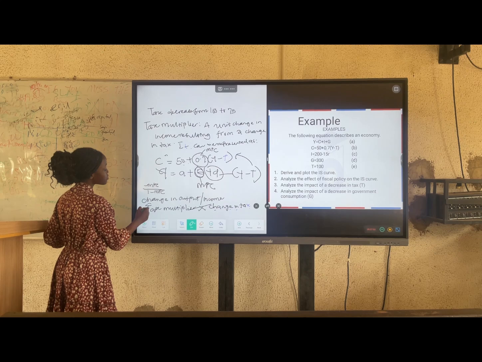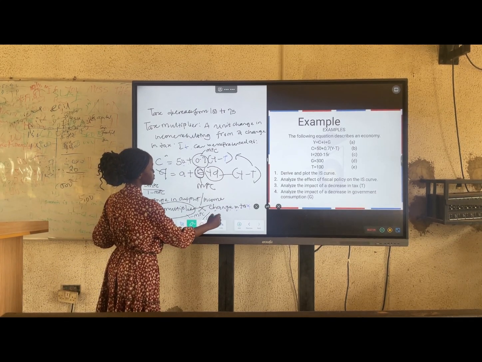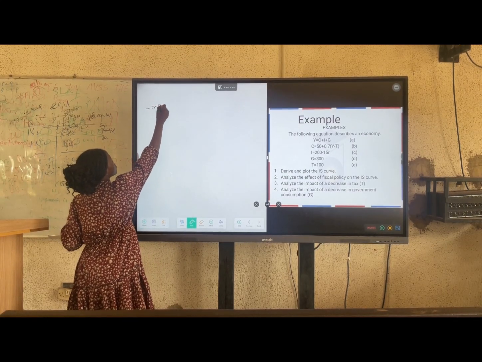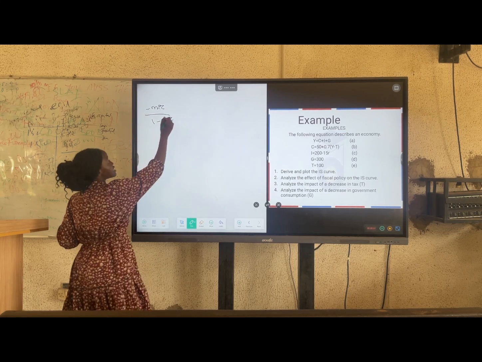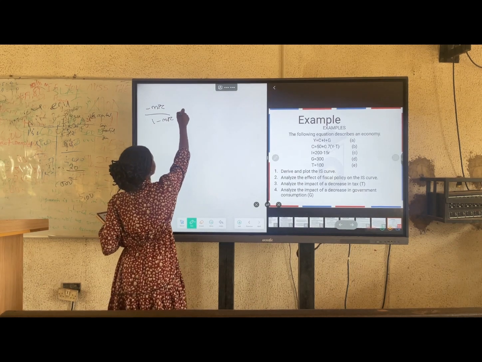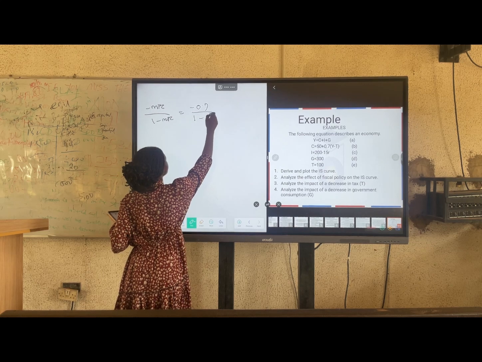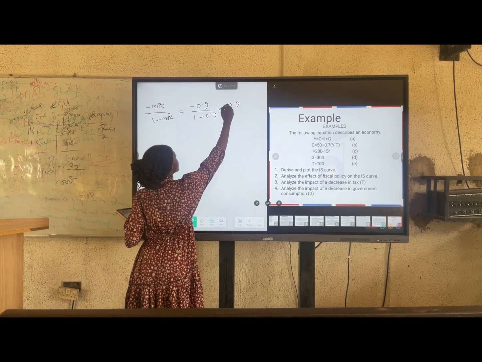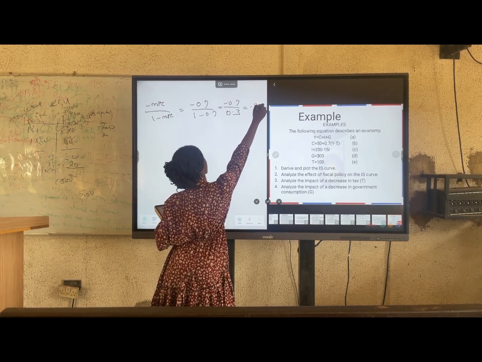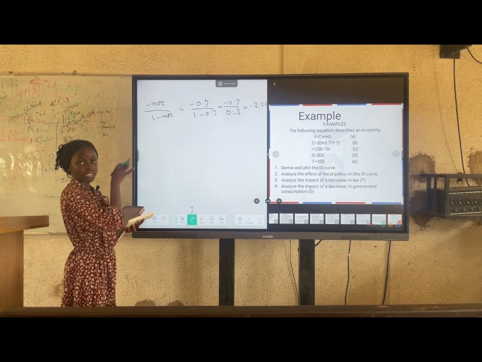This is what you do to get change in income. To get my tax multiplier, I have to do minus MPC over 1 minus MPC. As I said earlier, our MPC here is 0.7. So minus 0.7 over 1 minus 0.7, which is minus 0.7 over 0.3. Okay, so I've gotten my tax multiplier.